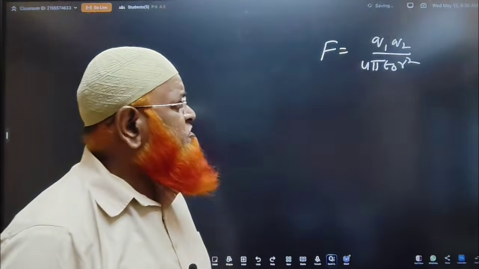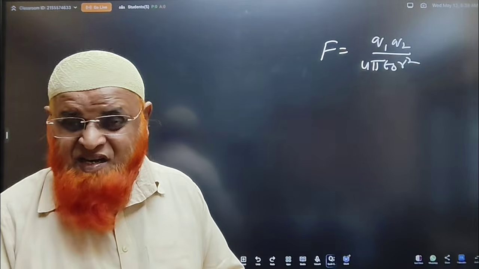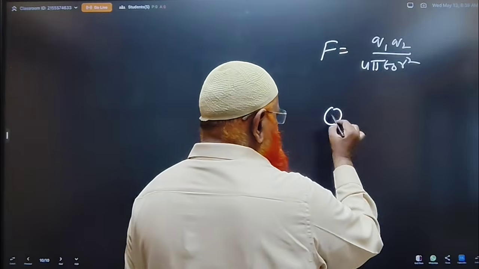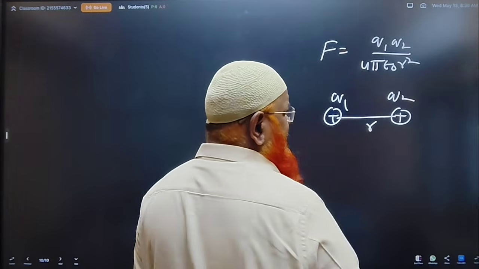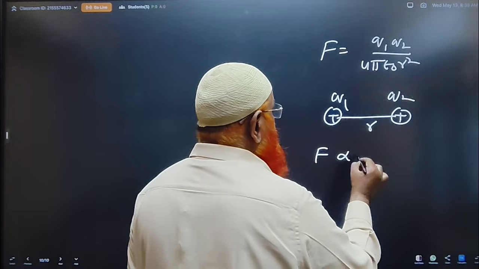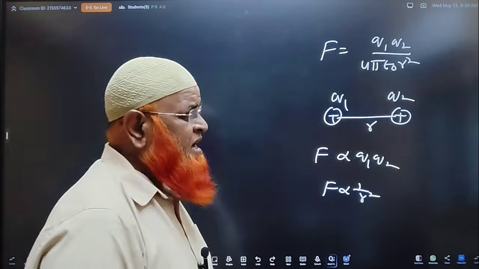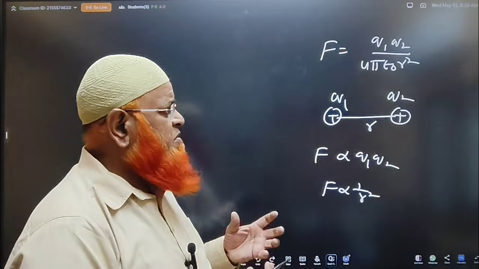This is the formula which is present in your electrostatics, electric charges and fields in second year, or in your lower classes also. When two charges are present, q1 and q2, and they are having distance r, force is directly proportional to the product of the charges. Force is inversely proportional to the square of the distance between them, which is called Coulomb's inverse square law. Understood? What is the meaning of this?